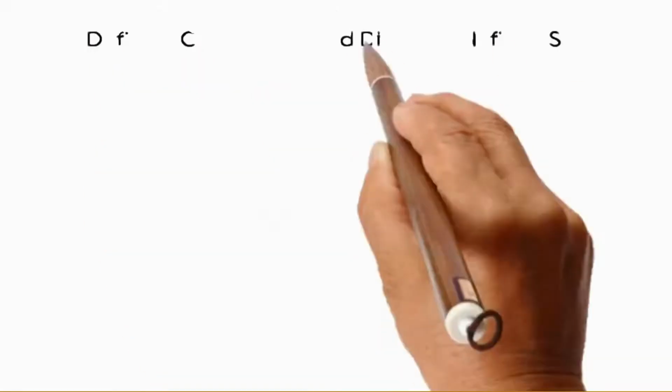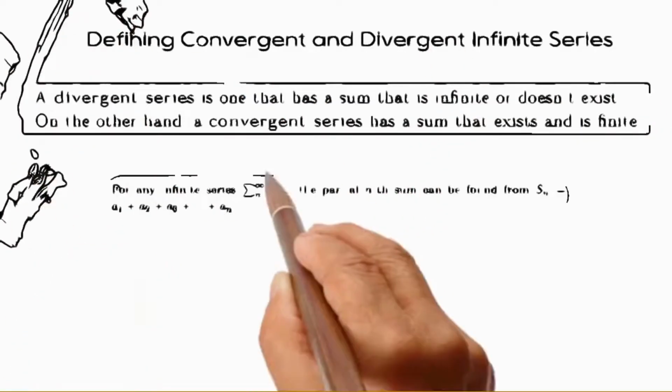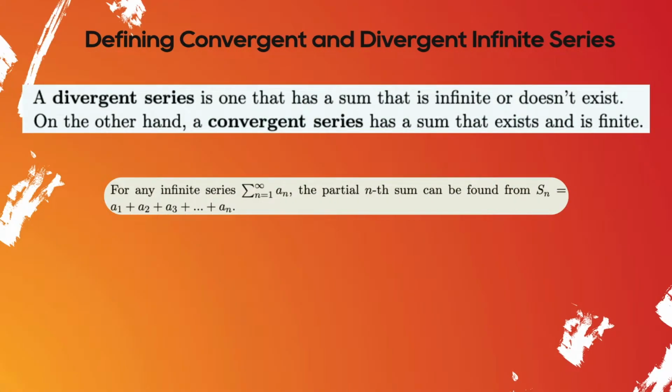So now let's begin. Let's define convergent and divergent infinite series. A divergent series is one that has a sum that is infinite or does not exist. On the other hand, a convergent series has a sum that exists and is finite. Now for any infinite series, the partial nth sum is denoted as S of n, and it's a of 1 plus a of 2 plus all the way to a of n, so the first n terms.